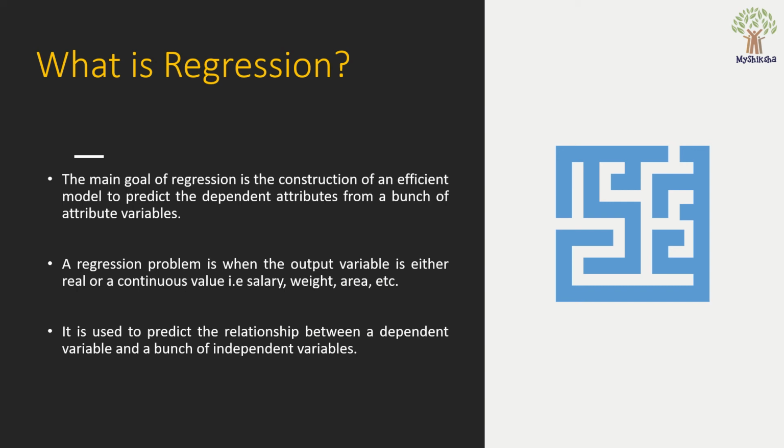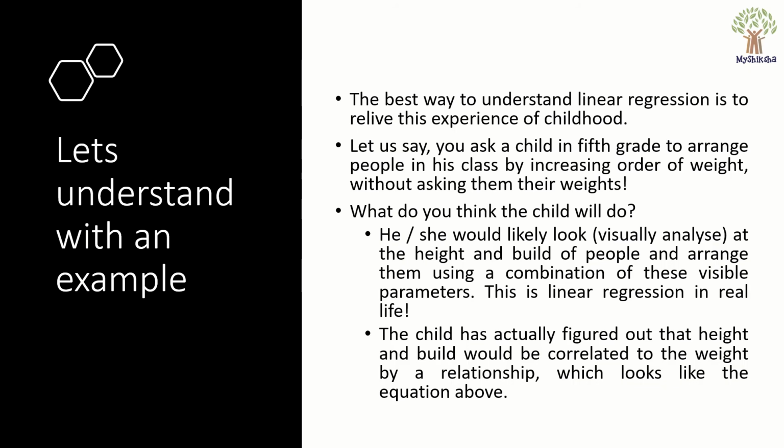So regression is used to predict the relationship between a dependent variable and a bunch of independent variables. Y is equal to f of x means y is the dependent variable, and x1, x2, x3, the number of variables that you want on the x part, are nothing but the independent variables.